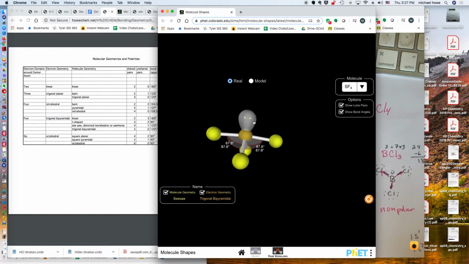All right, if you look at the bond angles, since that's an unshared pair of electrons, it actually pushes these down just a little bit so they're not quite 90 degrees. Okay, I'll let you play with that. I want you to get good at identifying molecular shapes.